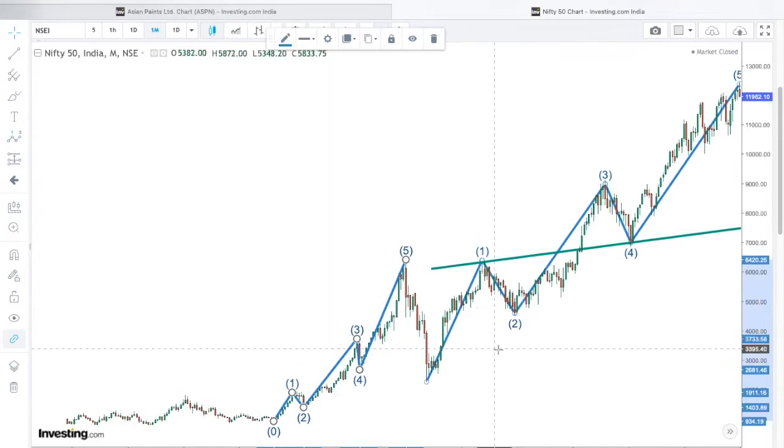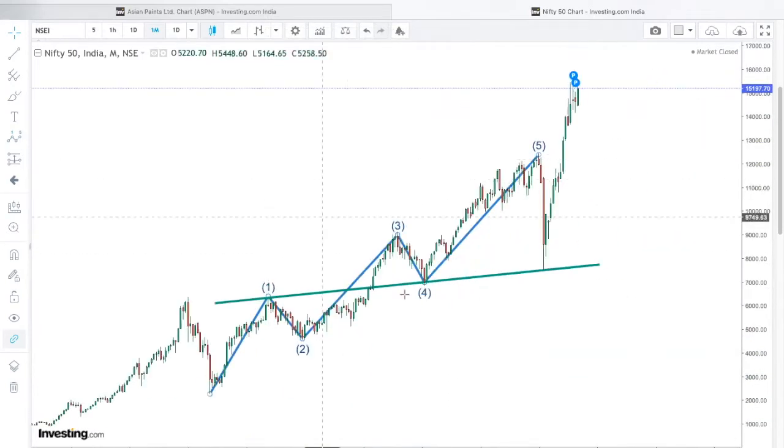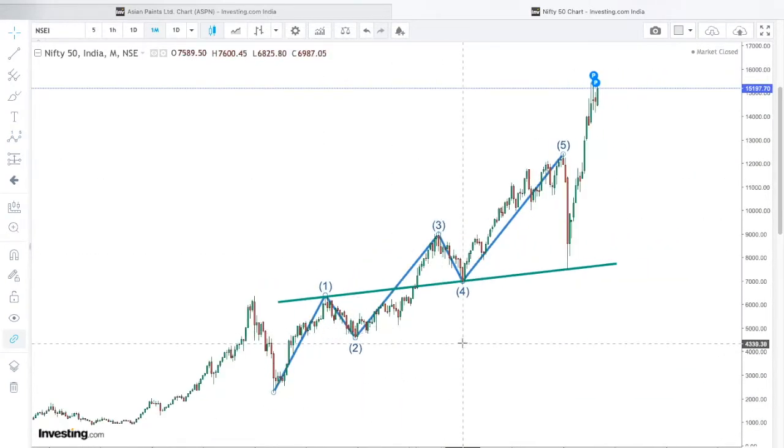Draw a straight line from 1 to 4. It has almost hit the target. Just remove this one because it's confusing for you. So without confusion, the market has finished the 5 waves. After 5 waves, it has crashed. Up to what level will it crash? Up to this level. So next question.